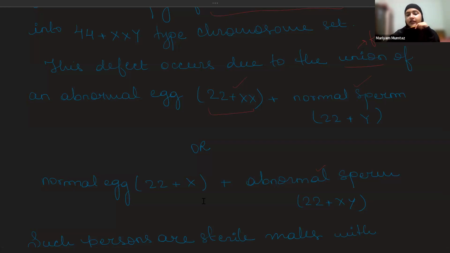I was asking, what is the abnormal thing with the sperm? The egg, you've told me. What is the abnormal thing with the sperm here?